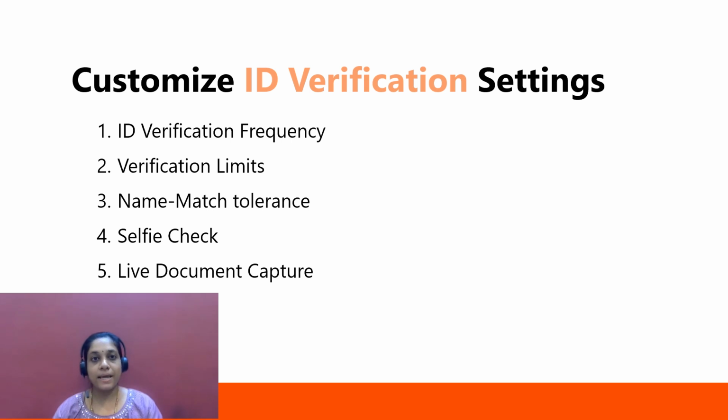Alright, now let's take a look at how to customize the ID verification settings. These settings help you control how and when signers verify their identity, and you can adjust them either through your business profile or while setting up a signer for a document. The key settings include ID verification frequency, verification limits, name match tolerance, selfie check, and live document capture.